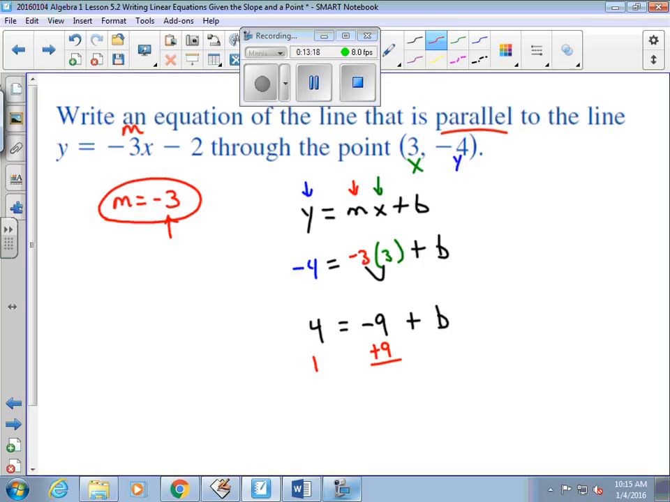If you add it to the right, add it to the left. 4 plus 9 is 13. Again, this is not the answer to the problem. b is not equal to 13 is the answer to the problem.